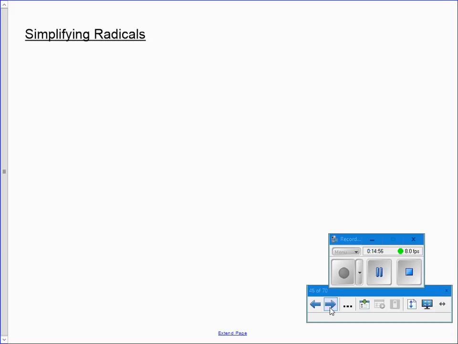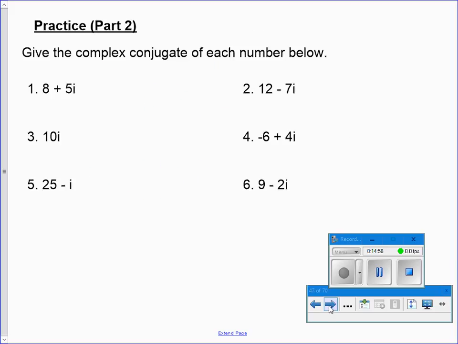So with that information, you can now do this practice part 2. So you're just giving the complex conjugate for each number below. So remember, we're taking the same real part and opposite imaginary part.